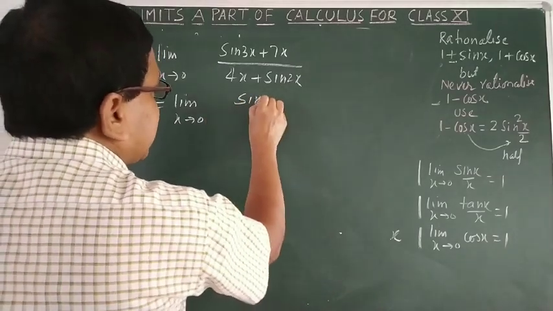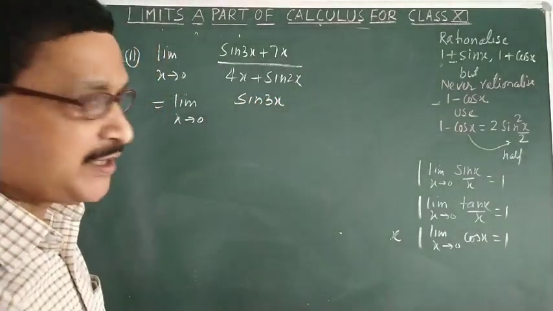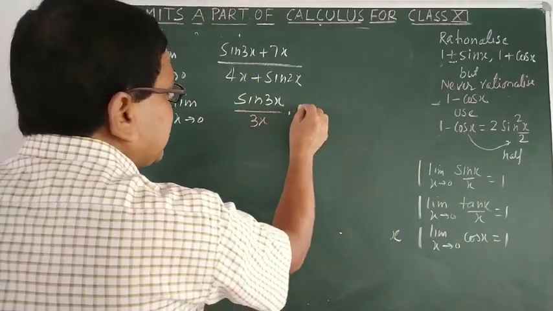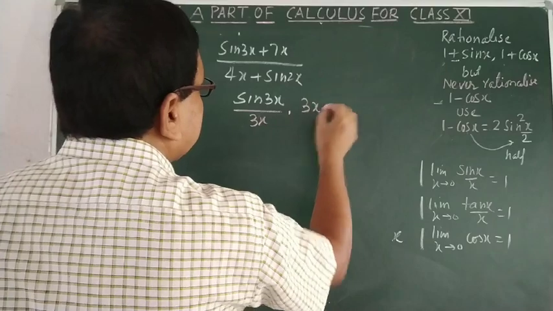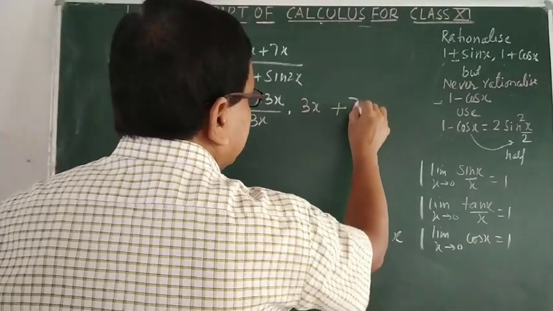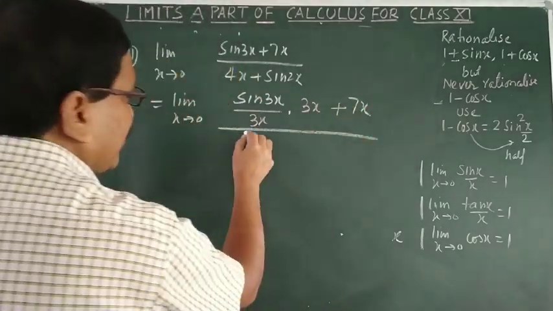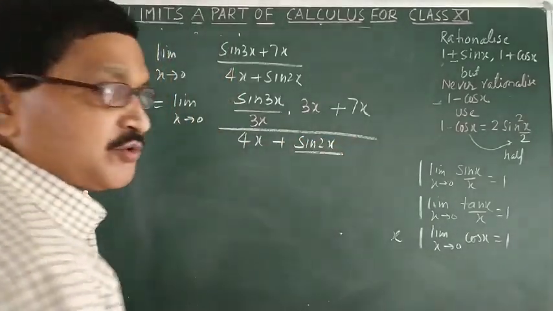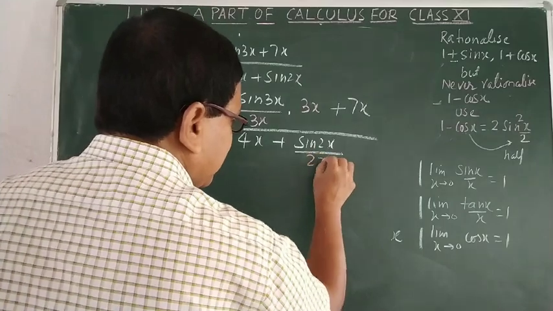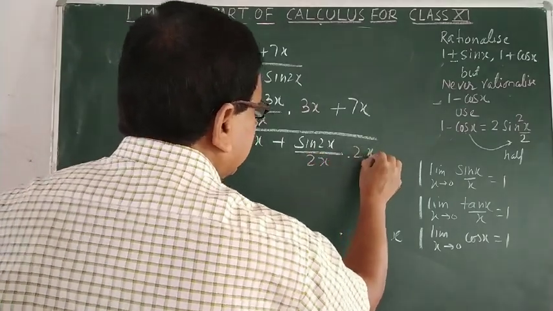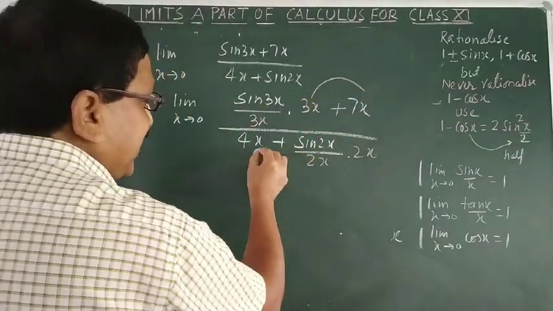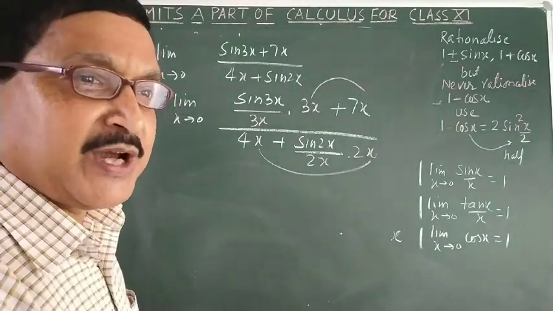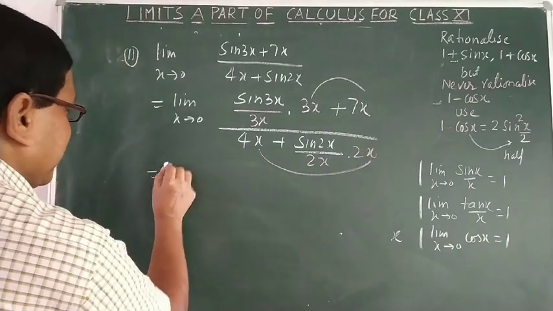Now sin 3x. Students, I have already told you sin 3x needs 3x. So multiply and divide by 3x, plus 7x, divided by 4x plus sin 2x. Sin 2x needs 2x, so multiply with 2x. Now take x common first, then cancellation, then you can put the value. Successfully you will get the answer.